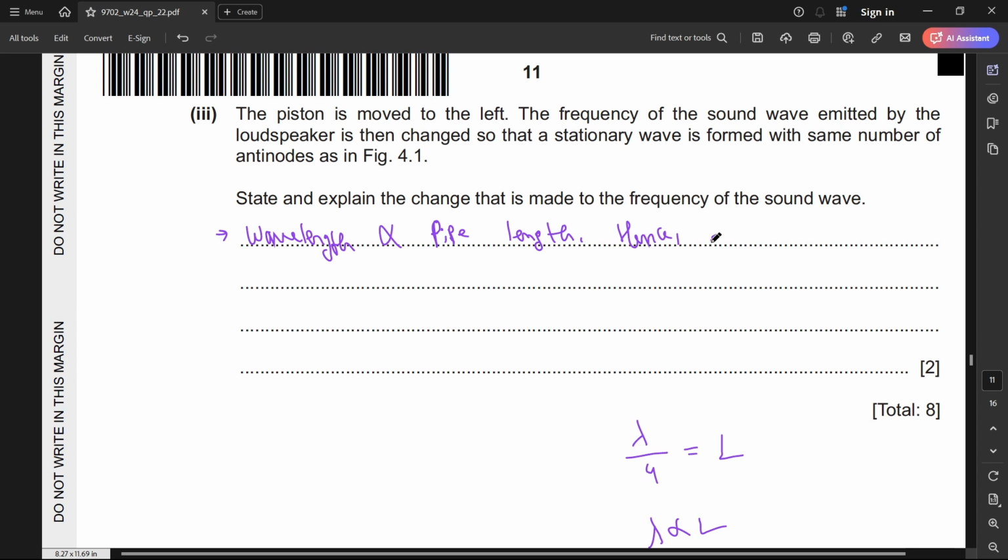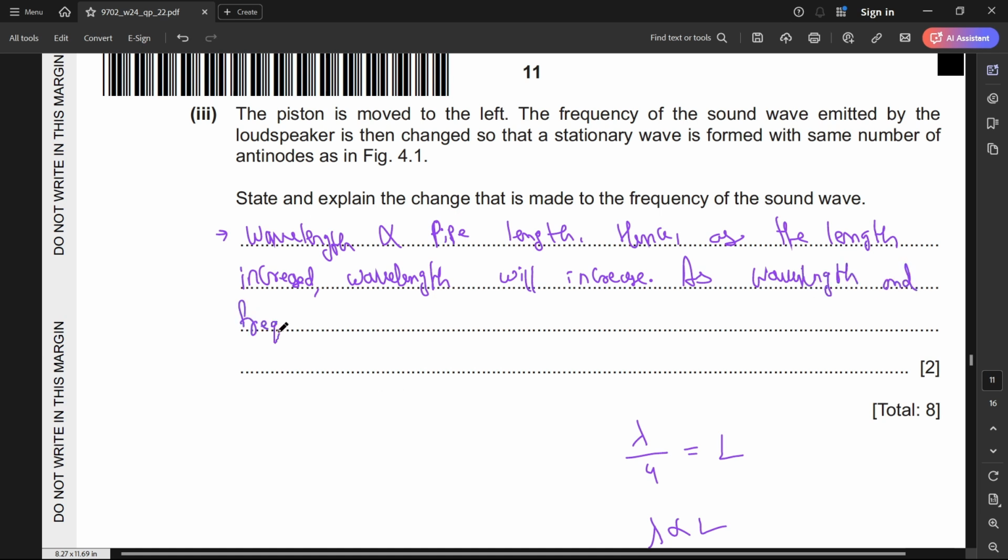Hence, as the length increased, wavelength will increase. As wavelength and frequency are inversely proportional, or I can simply write this as wavelength is inversely proportional to frequency.